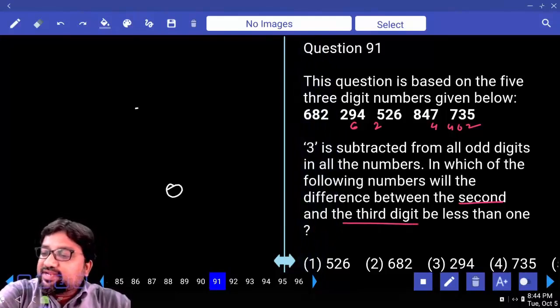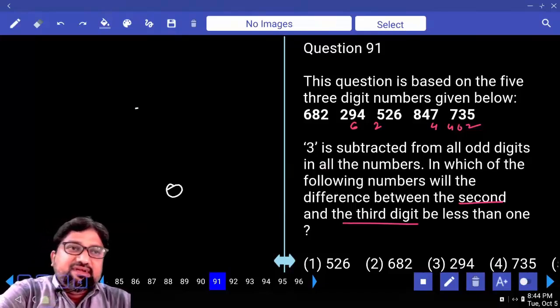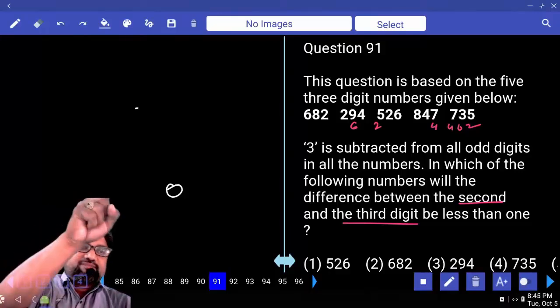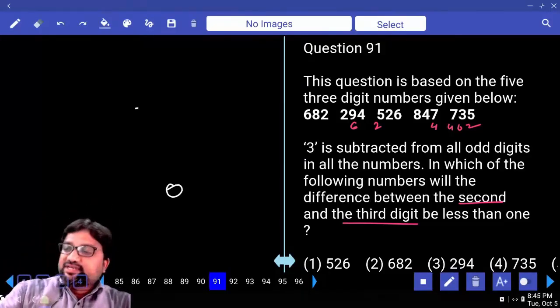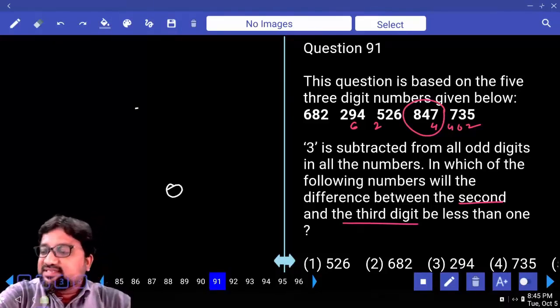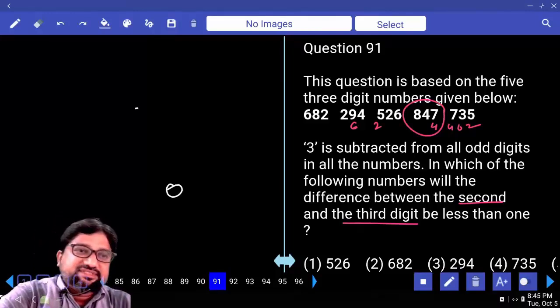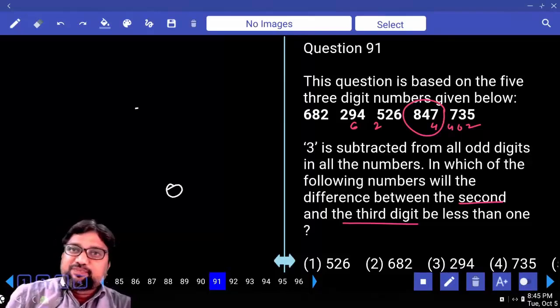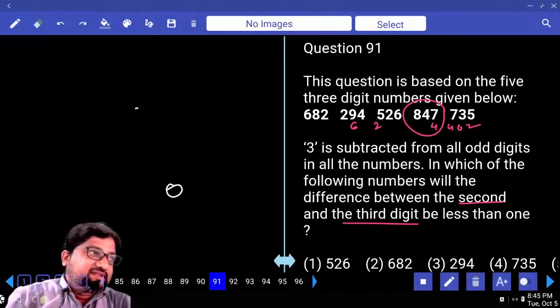In which of the following numbers will the difference between the second and the third digit be less than 1? Come on, in how many numbers is the difference between the second and the third digit less than 1? There is only one number. What is that one number? 844. So the original number is 847. Yes or no? I need some response. Please don't sit idle in the class.